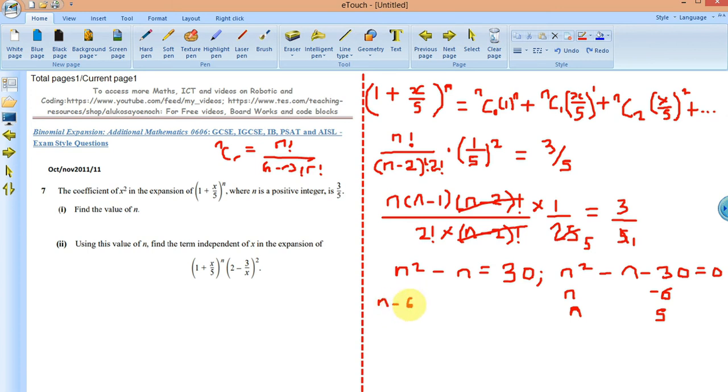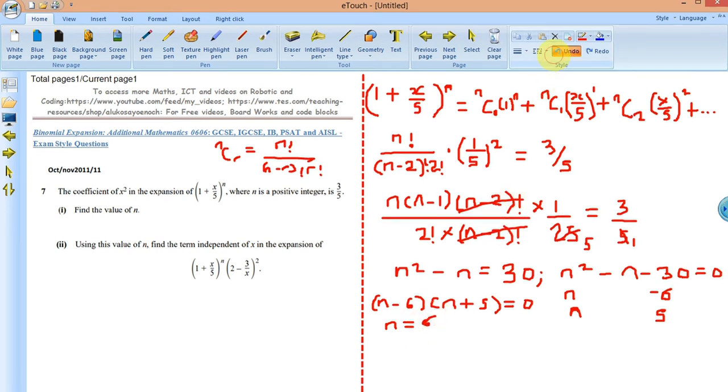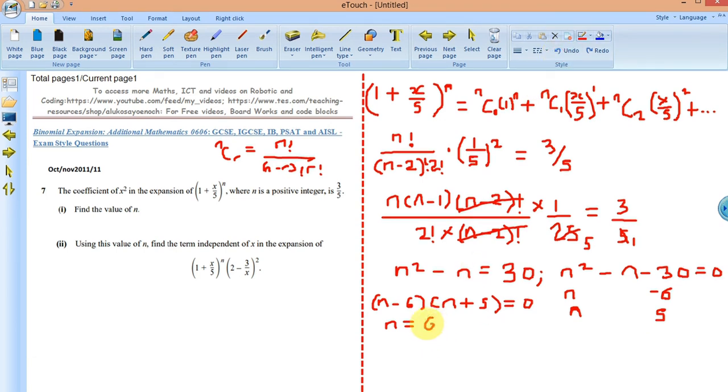Guys, I hope you know how to factorize. I don't want you to say, oh, what is Haloko doing again? So this is clear already. So plus 5. You guys are admin students, right? Equals 0. So now n equals 6. Sorry about that. I need to write it very properly. n equals 6, that is when n minus 6 equals 0, or n equals minus 5, that is when n plus 5 equals 0.